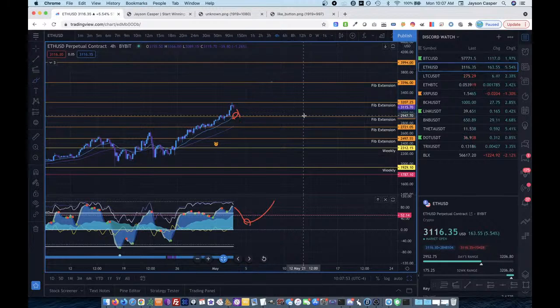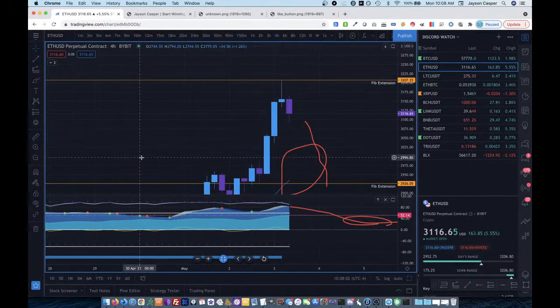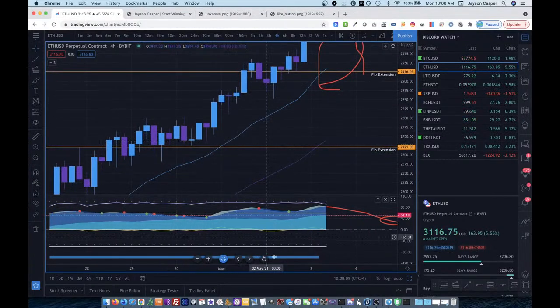And guys, these fib extension levels, they are respected. Look at this perfect rejection. And also look at how when we come to these levels, we struggle to get above. We struggle to get above.